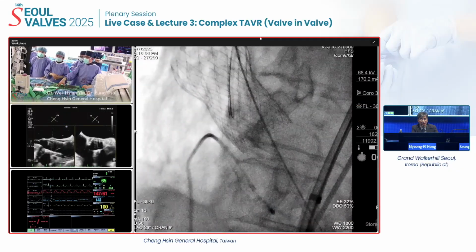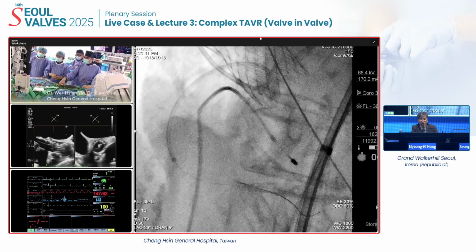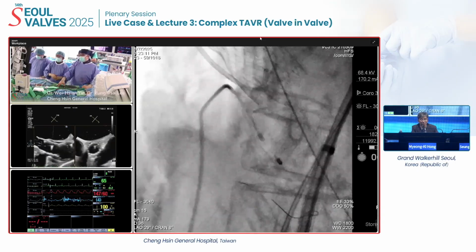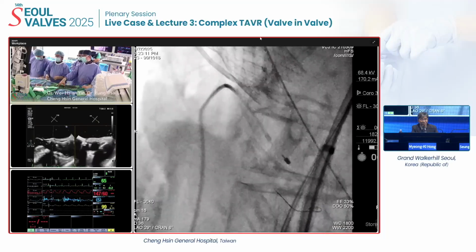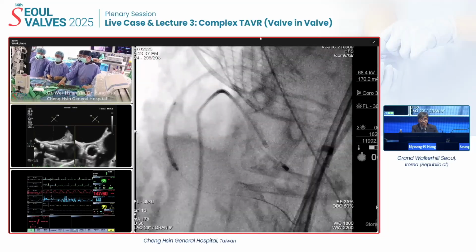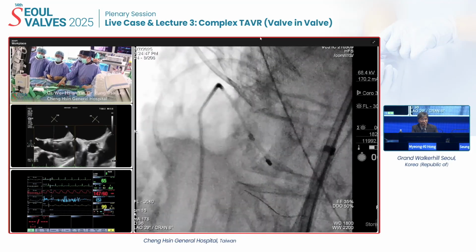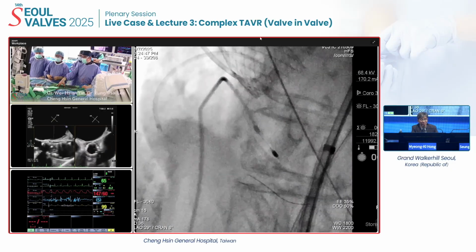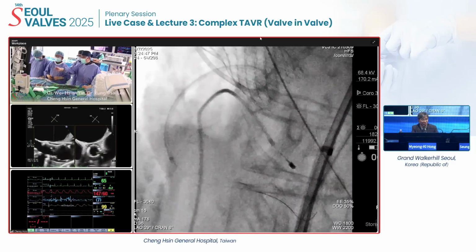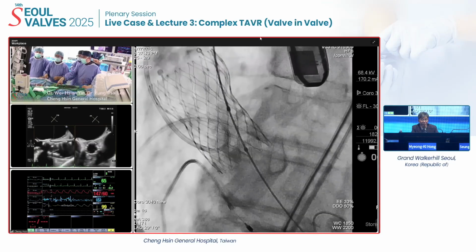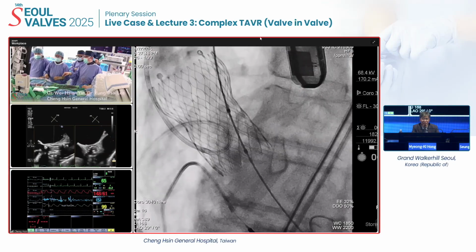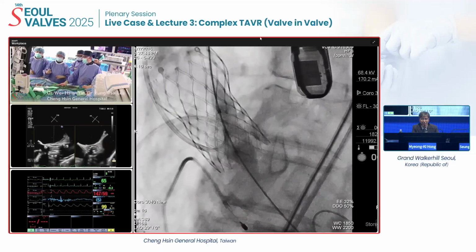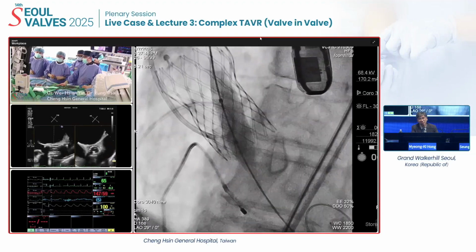After that, we do right coronary protection, because if you use a larger balloon to dilate the left side, the hemodynamics will be unstable. So we protect the coronary first, and then we do balloon dilatation with a bigger balloon. This one is a 12 balloon. You see, the waist is coming up.